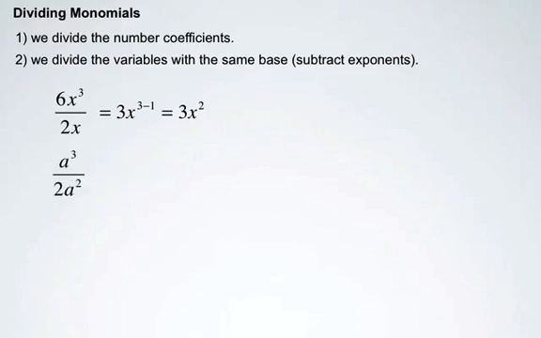A cubed divided by 2a squared. 1 divided by 2 doesn't work, because remember, whenever a coefficient is missing, it's 1, so I write it as 1/2. A fraction is a division waiting to happen, or one that we couldn't do. A cubed divided by a squared, I subtract exponents, 3 minus 2, so I get 1/2 a, or a over 2.